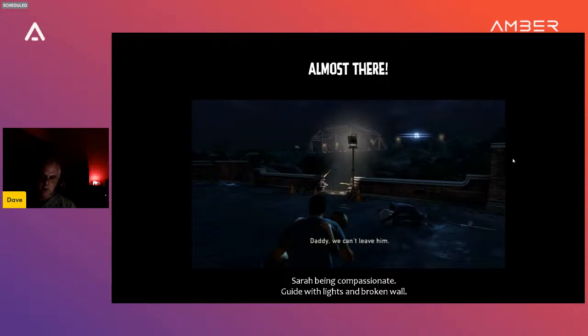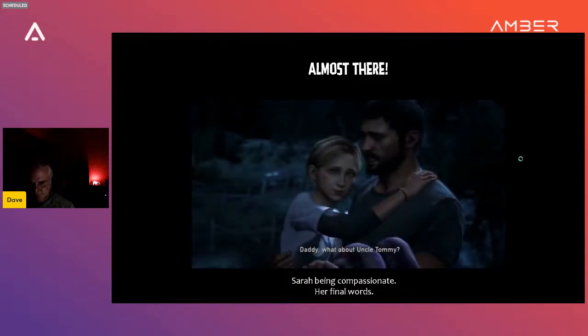We've got the light, we've got the gap in the wall there. Players, the Ludus players are following these cues. We've got a goal now, get to the highway. Sarah's being compassionate still. And these are her final words.